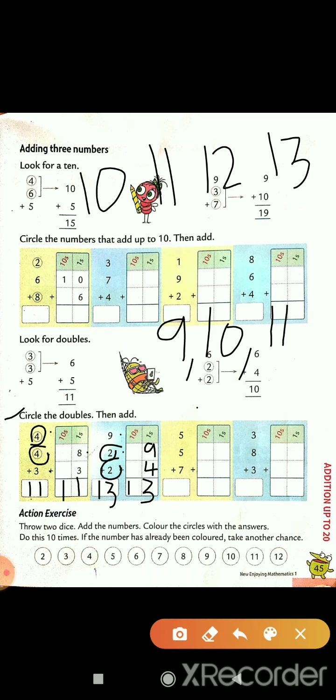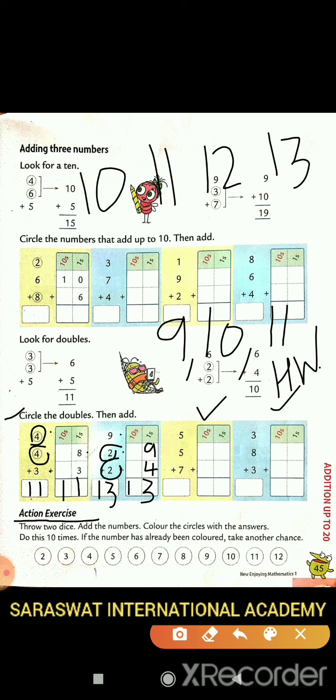Got it, students? Now these two, this is your homework. You will do this in your textbook only. Got it, students? Next is the action exercise.